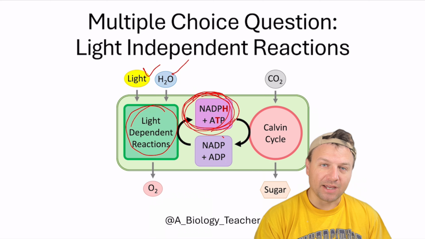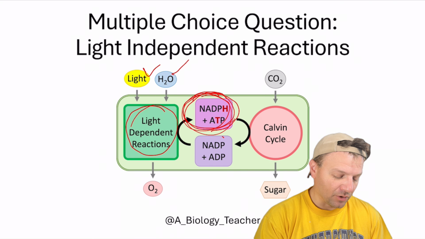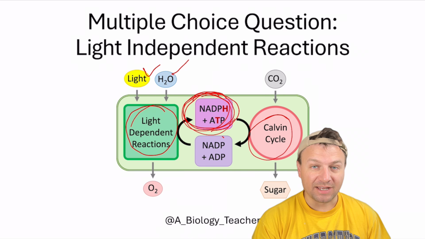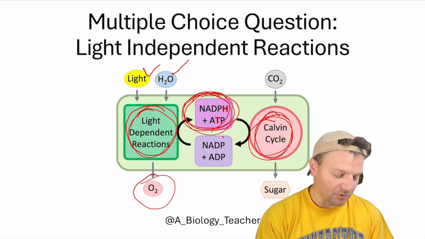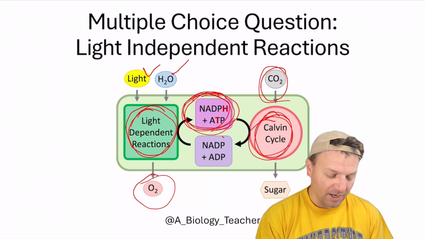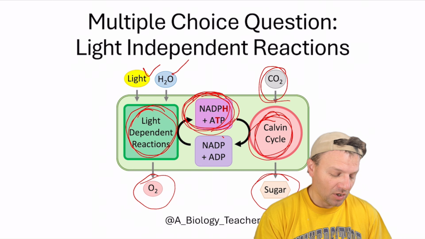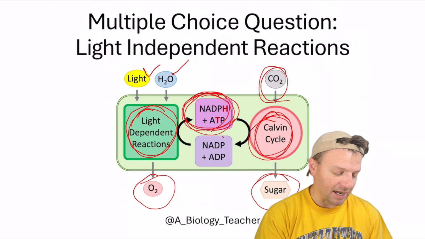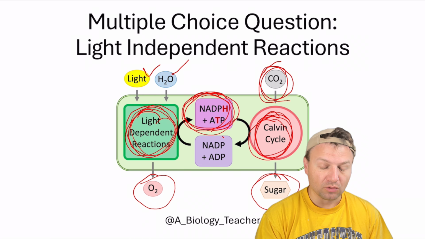They produce NADPH and ATP. These two molecules are like taxis for energy that are going to go to the Calvin cycle, or the light independent reactions. That Calvin cycle is going to use NADPH and ATP along with carbon dioxide to make sugar. So this whole process is basically capturing energy and then using it to make CO2 into sugar.